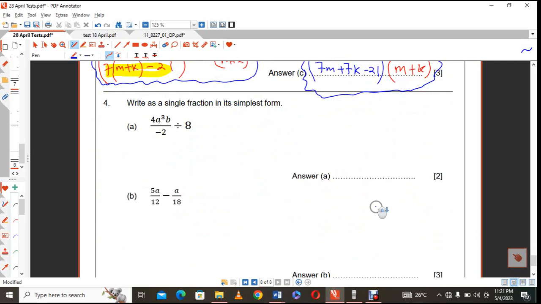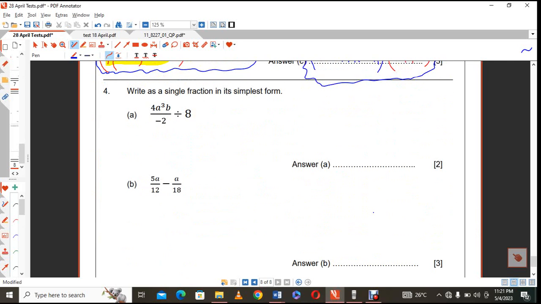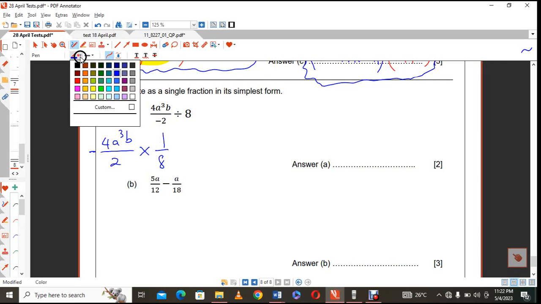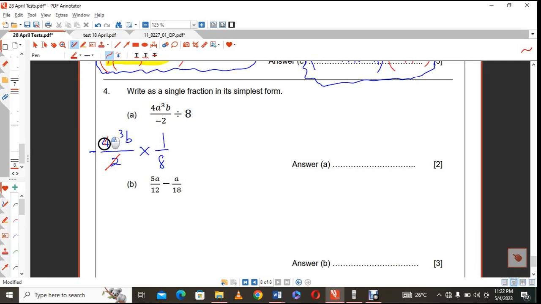Question 4, you're supposed to write as a single fraction. Now, remember, when you're dividing by something, it's the same as multiplying by its inverse. So this is basically 4a cubed over b, divided by 2. Well, the whole thing is negative, okay? Whether the denominator is negative or the numerator, the whole fraction is negative. This is going to be multiplying by its inverse, which is 1 over 8. Okay, so anyway, 2 can go in here 2 times. All right, and maybe you can play around further.